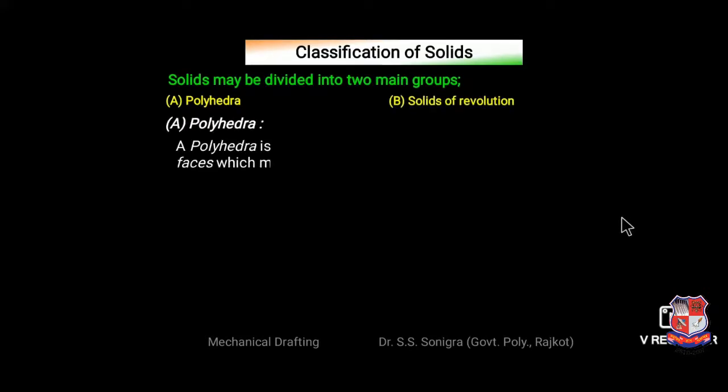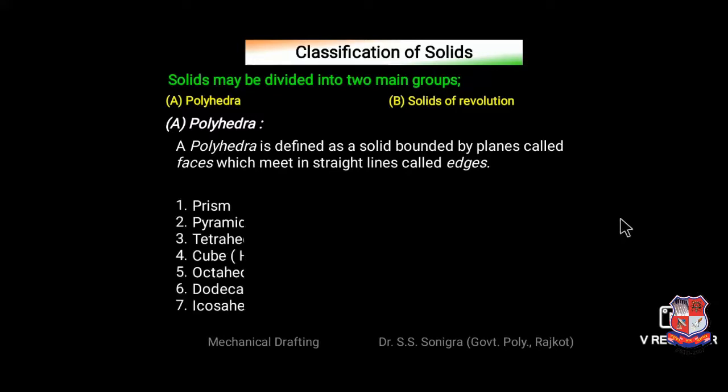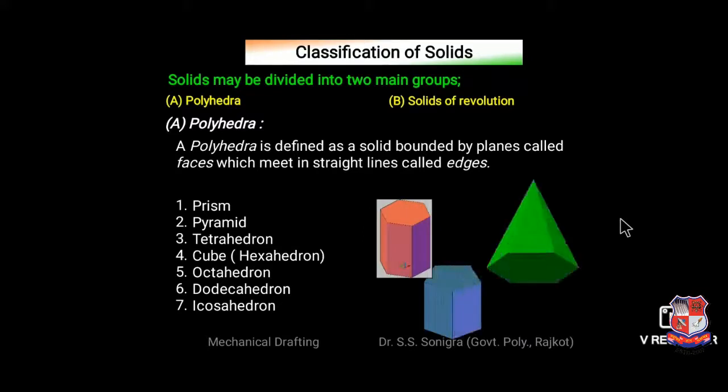Now what is a polyhedron? A polyhedron is defined as a solid bounded by planes called faces which meet in straight lines called edges. Of course this definition looks a little difficult to understand. Now let me explain with this diagram so that you can understand this definition much more clearly. This is, say, a polyhedron. Why? Because this solid is covered by planes.